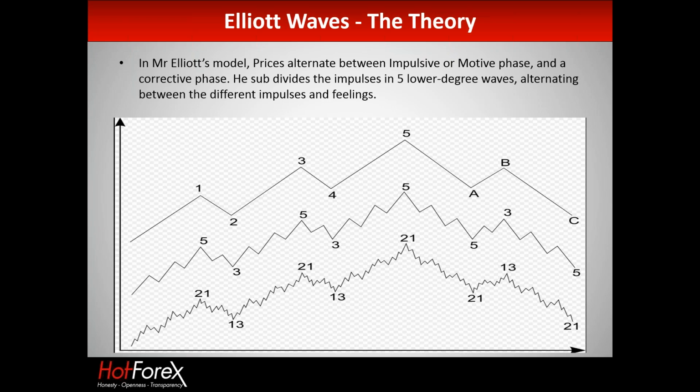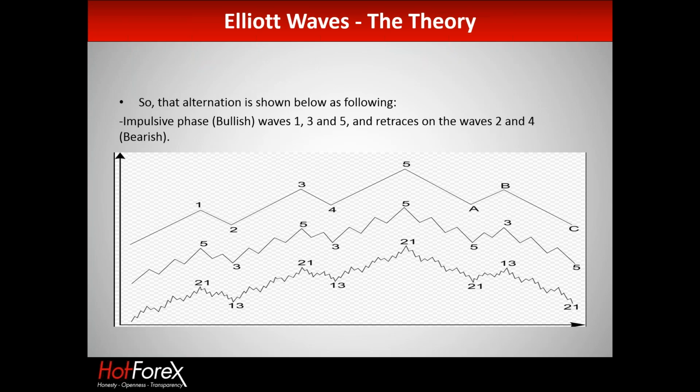So in Mr. Elliott's model, prices alternate between the impulsive or motive phase and the corrective phase. This is the same as saying that the impulsive or motive phase is the bullish momentum and the corrective phase is the bearish momentum. It subdivides the impulses into 5 lower degree waves, alternating between different moods, like 1, 3, and 5 for good mood, bullish, 2 and 4 for the bearish or bad mood, let's say it, movements, okay? So that alternation is shown below, as I told you.